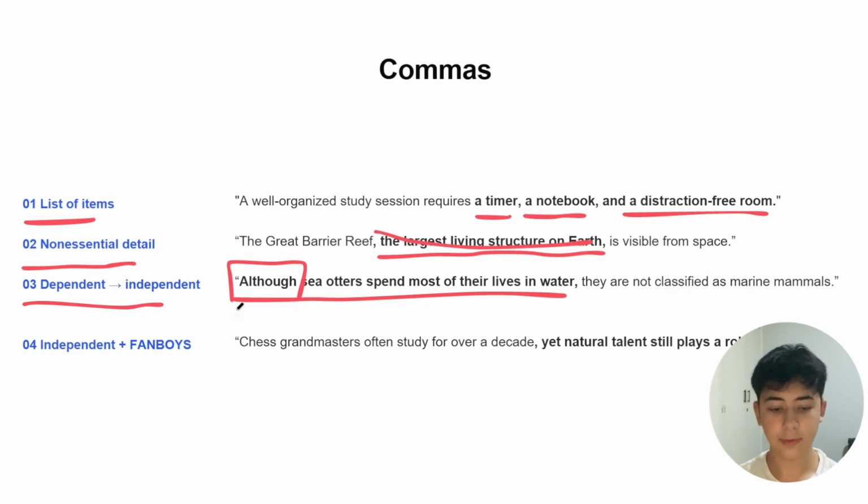And in this case, when you have a dependent clause at the start of a sentence, you need to put a comma. However, if the dependent clause was after the independent clause, then you wouldn't really use the comma. You have to watch out for this.